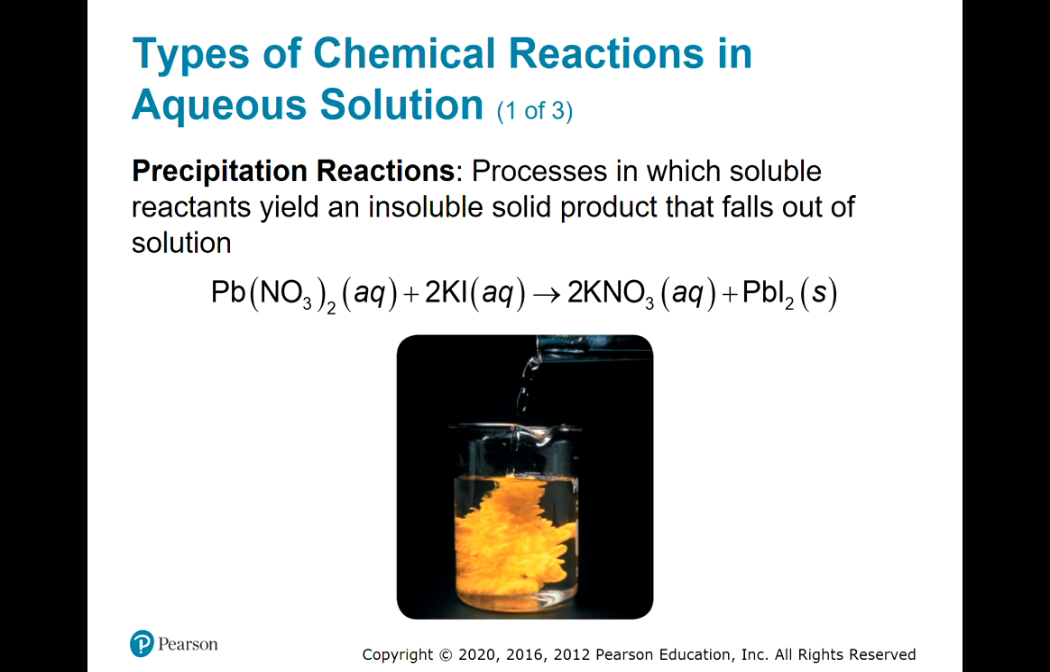So in this example here down in this beaker, we have the reaction of lead 2 nitrate, which is soluble, so it's in aqueous solution, and that reacts with potassium iodide, which is also soluble, and this forms aqueous potassium nitrate, soluble, and insoluble lead 2 iodide. And unlike the other reactants and products, you can see that this is a solid, and that's actually the orange solid that you see formed here when these two clear liquids are combined.